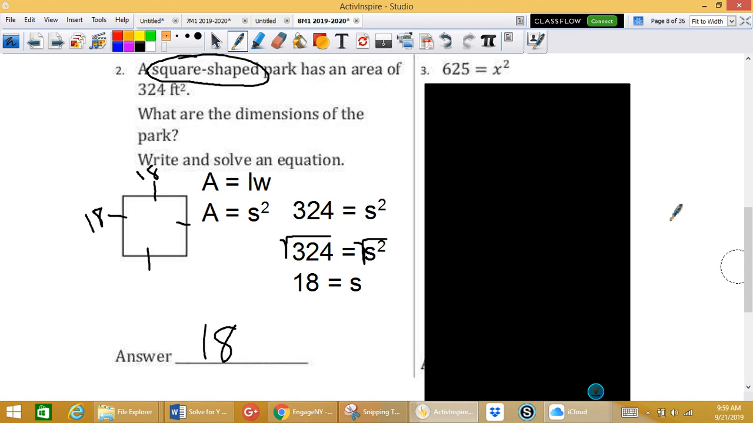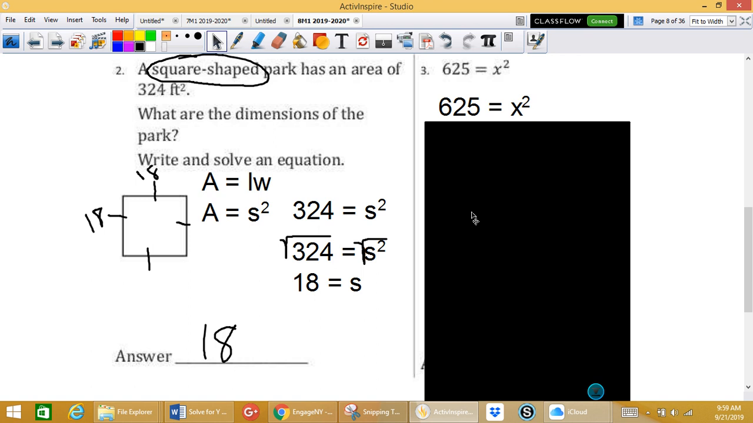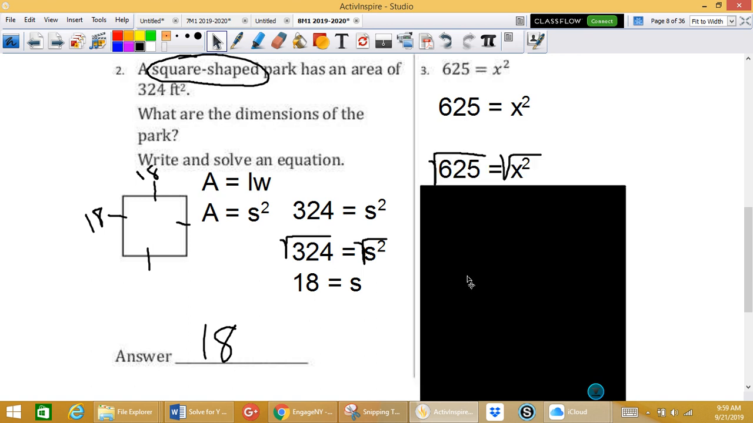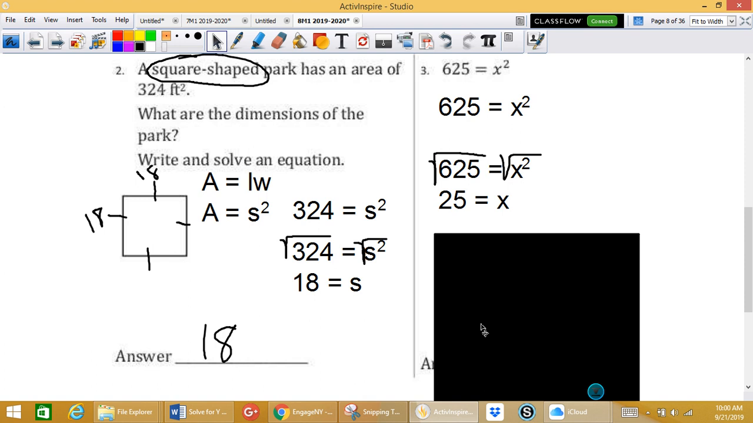Now we're going to do the same thing with 625 equals x squared. I need to square root each side, so I get x equals 25.